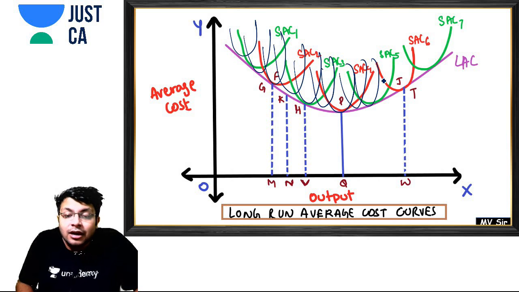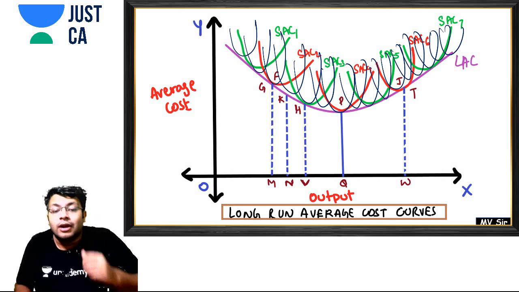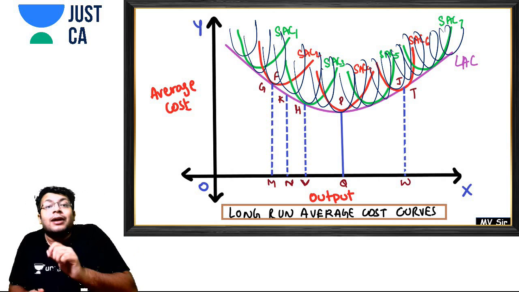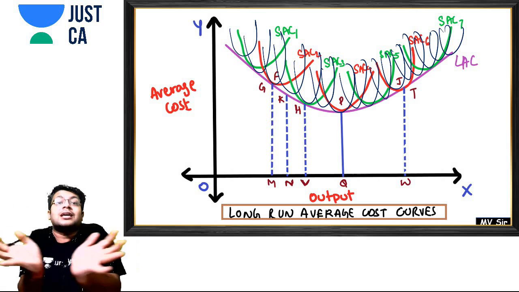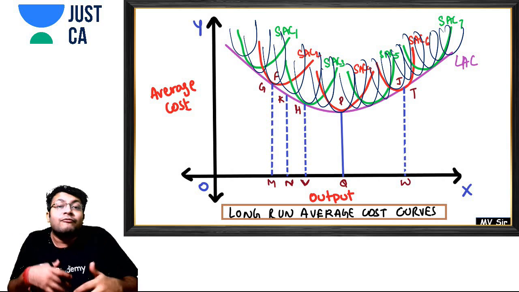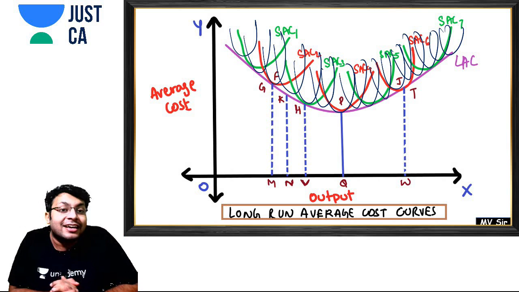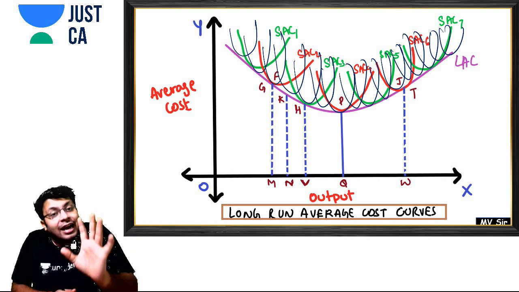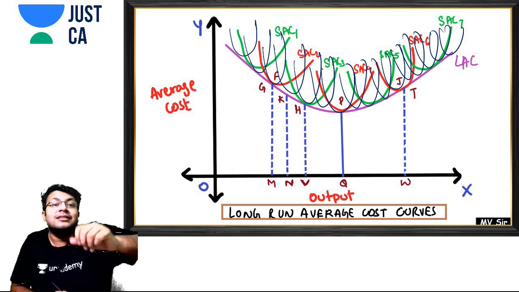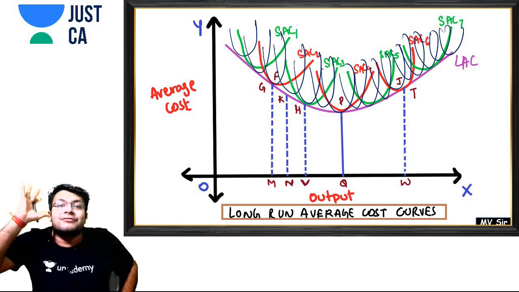So actually the short-term average cost curves, the plant curves, look like this. But if I draw so many plant curves together, it would be very cluttered. You are not able to see everything clearly. So that is what they did: they just drew 7 curves.